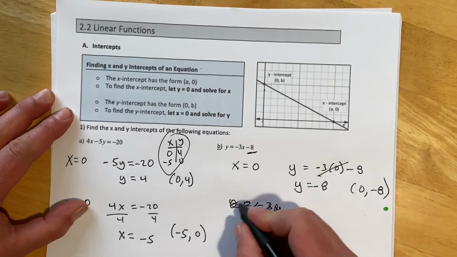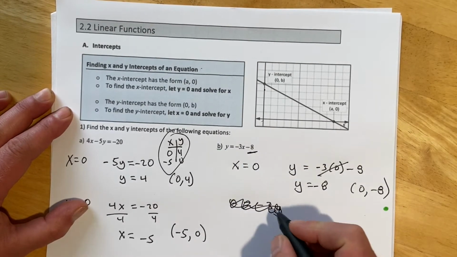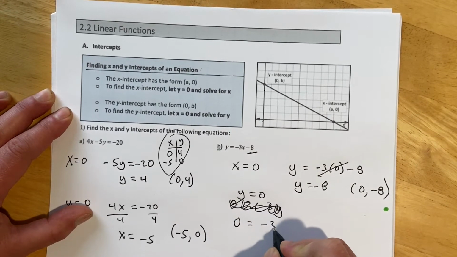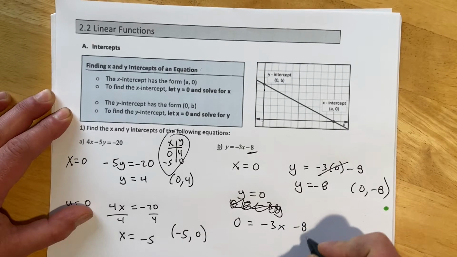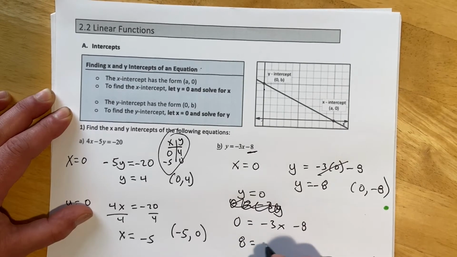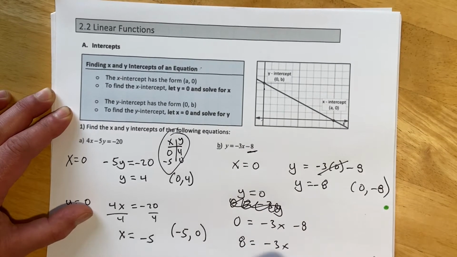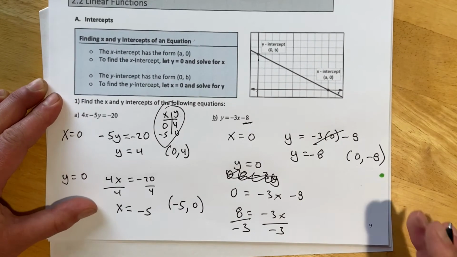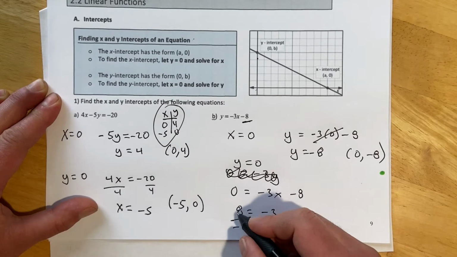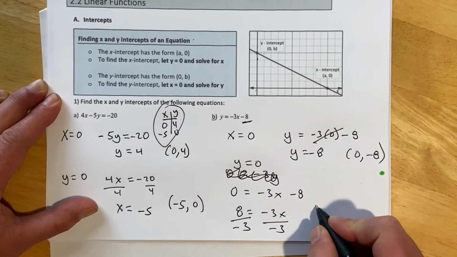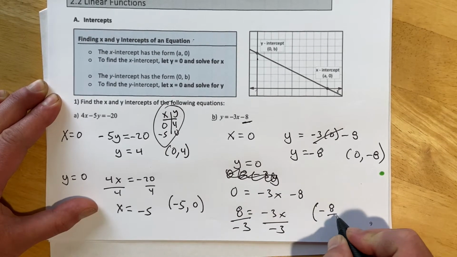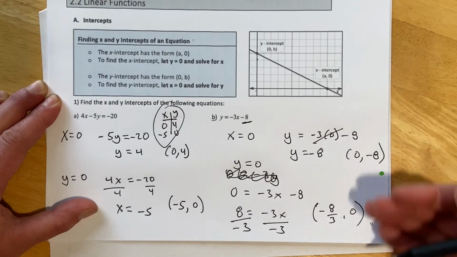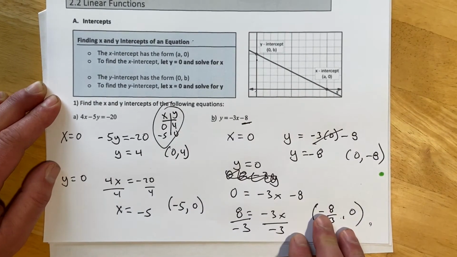Okay, so then let's find the x-intercept. For that, we're going to let y equal 0. So we'll have 0 equals negative 3x minus 8. Add the 8 over, so that gives me 8 equals negative 3x. Then divide both sides by negative 3, and that gets us x is negative 8/3. So that would be negative 8/3 when y was 0. So those are my x and y intercepts for that one.